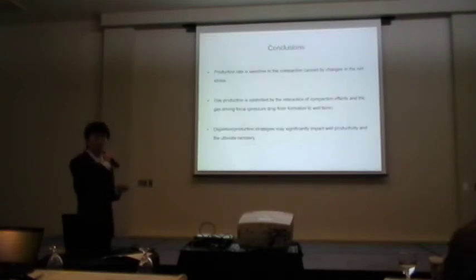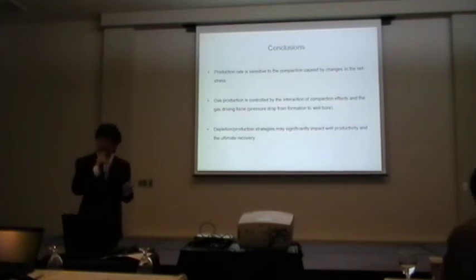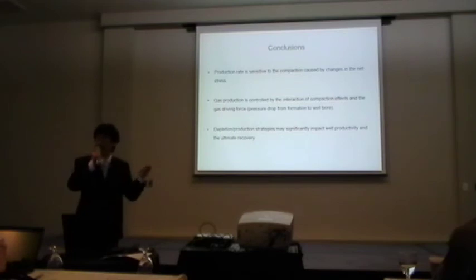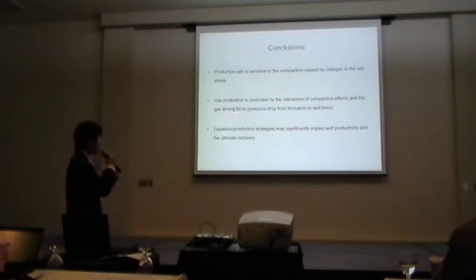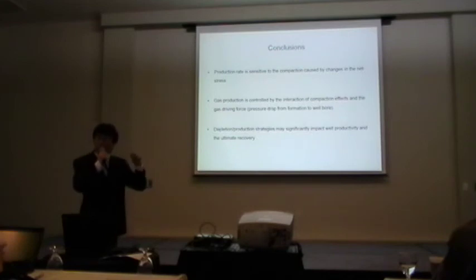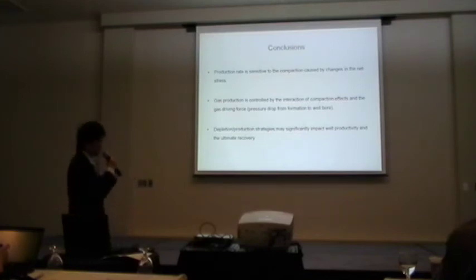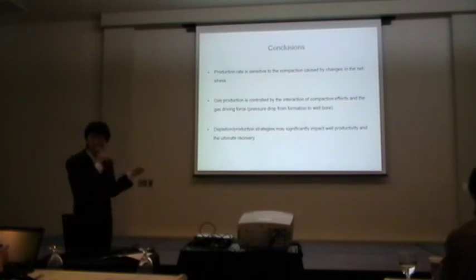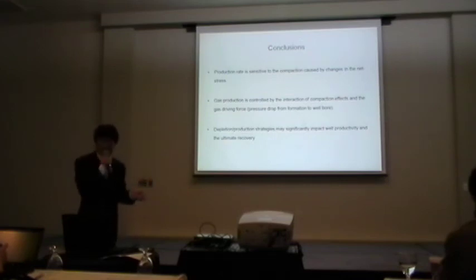So from our experiment, first we know that production rate is sensitive to compaction, because we see from the previous slides that different back pressure results in different flow rate. Also, gas production is controlled by two forces. One is the compaction force, the other is the driving force. And also, from the previous slides, we see there is a peak of the maximum flow rate, which means if we can find the optimum wellbore pressure in the reservoir, we can maximize the production of the shale gas.